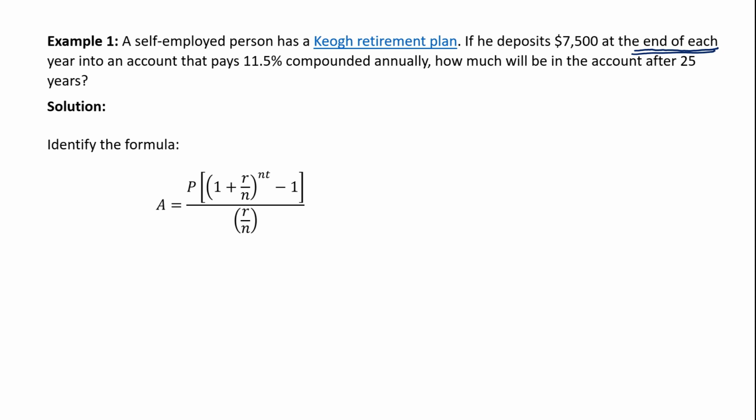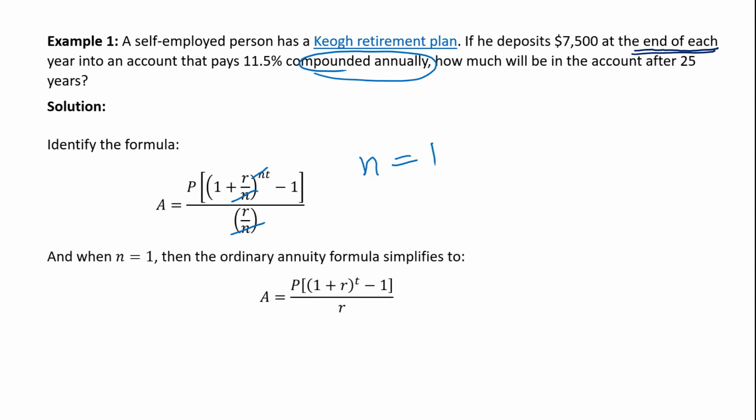In this problem, we see that this guy deposited annually, so n equals 1. In this formula, the n becomes 1, the n becomes 1, and the n becomes 1. So when n equals 1, the ordinary annuity formula simplifies to A equals P times, and in the brackets, the sum of 1 plus r raised to t minus 1, and the denominator is r.